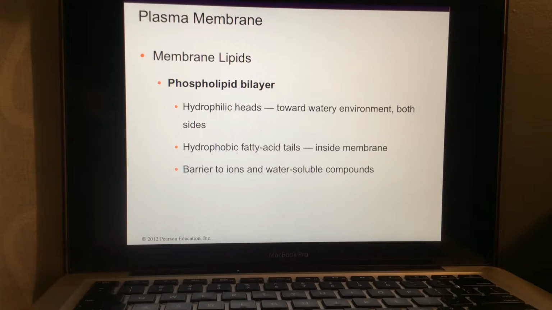The phospholipid bilayer is 2 layers with the phosphate hydrophilic heads towards the watery environment, both sides, with the hydrophobic fatty acid tails inside the membrane. This is going to be a barrier to ions and water-soluble compounds. So again, it's a lipid layer. So water-soluble compounds need a way to enter in some other way.